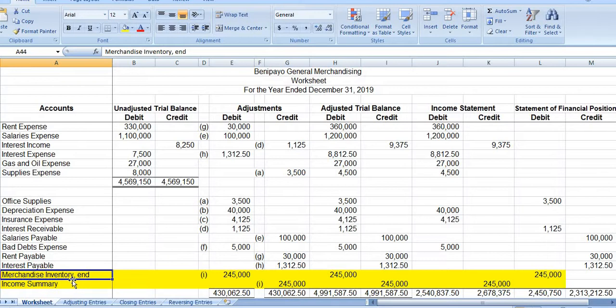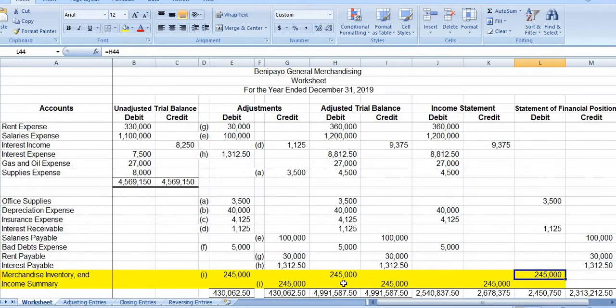Actually, in both the statement of financial position and income statement. Merchandise inventory end is an asset and therefore it is found in the statement of financial position and its normal balance is debit. That's why this merchandise inventory end here amounting to 245,000 must be forwarded to the statement of financial position debit column. How about the merchandise inventory end in the income statement? What is its normal balance?